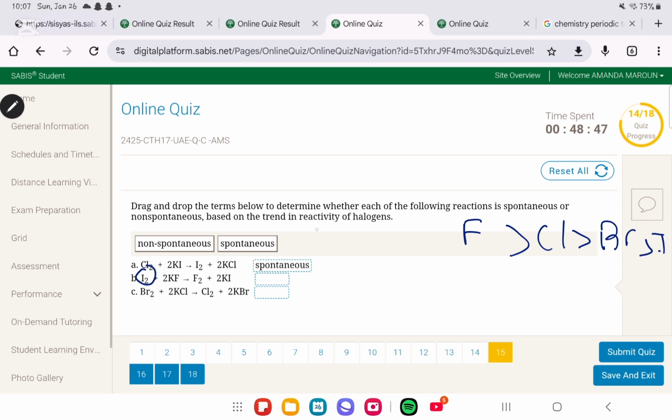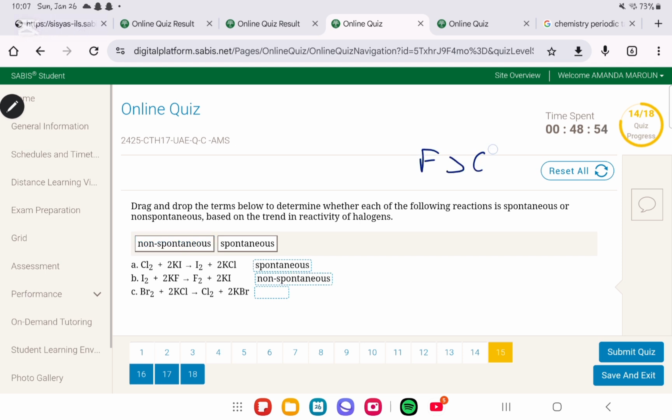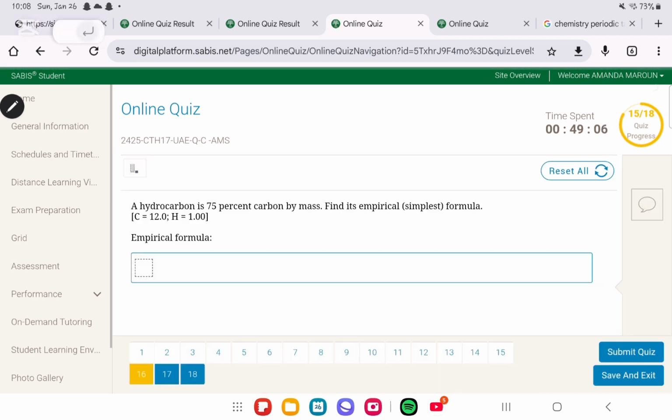This one, I, can it displace Br? It definitely cannot. So this is non-spontaneous. And always remember, "fickle Brie". Br, can it replace Cl? It definitely cannot replace Cl. So this is a what? Non-spontaneous reaction. Moving on to question number 16.